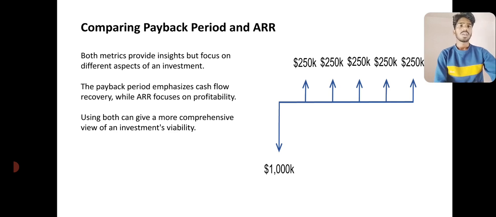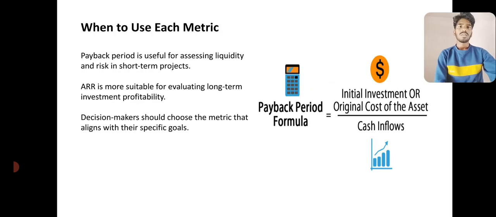So you can see here which metric to use when. The payback metric is useful for assessing liquidity and risk in short-term projects, and accounting rate of return is more suitable for evaluating long-term investment and profitability. Decision makers should choose the metric that fits their needs.